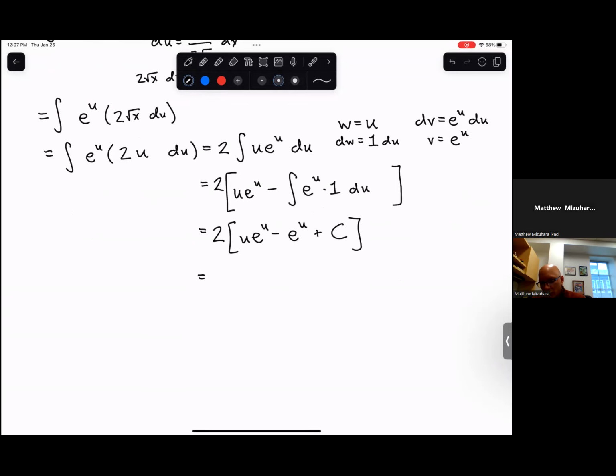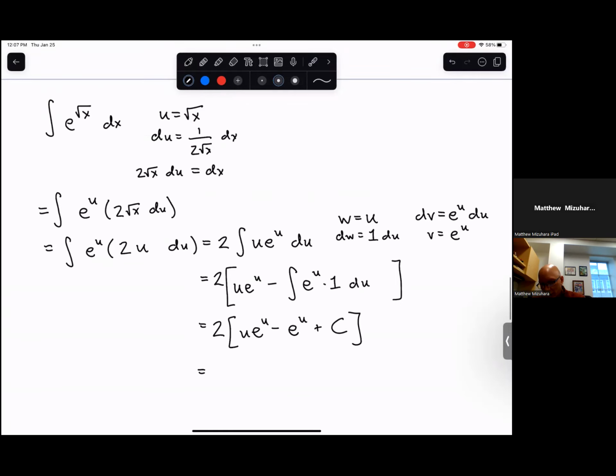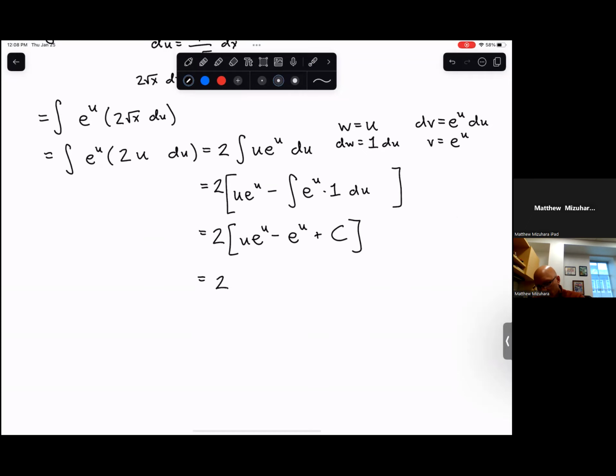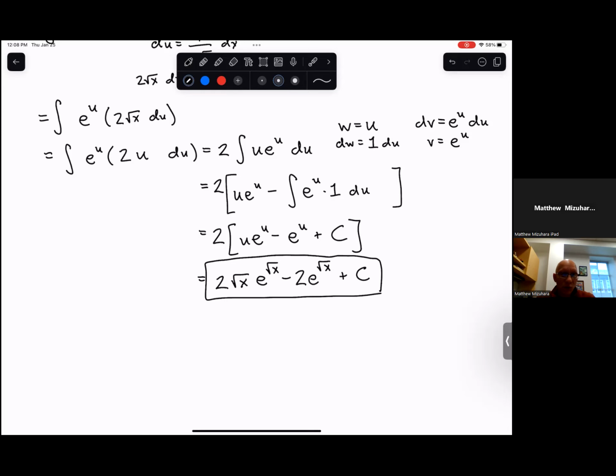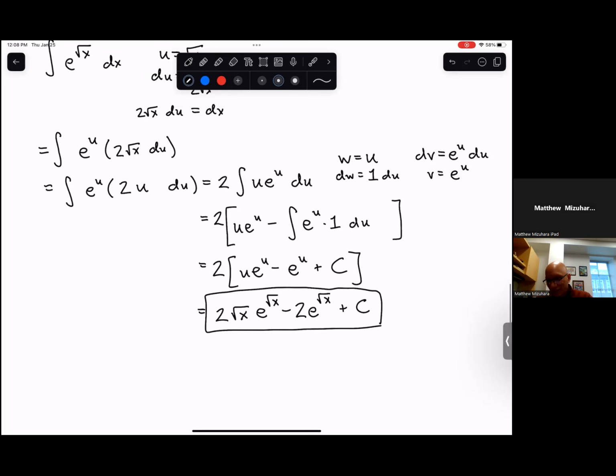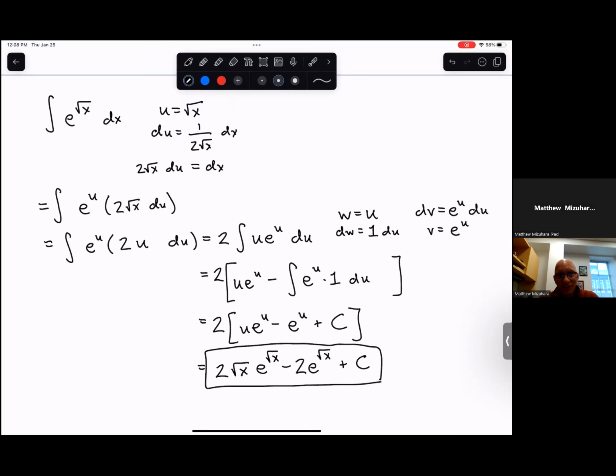And now let me distribute that 2. Let me also plug back in. Initially, my problem was stated in terms of x's, so u is root x. Let me plug all that back in here. I'm going to get an expression that looks like 2 root x e to the root x minus 2 e to the root x plus, now you could write 2c if you want, but c is just a constant, so 2 times a constant, still another constant. I'll just call it c to make it look a little bit nicer instead of calling it 2c. Okay, cool. A little bit more complicated, but really fun example here.